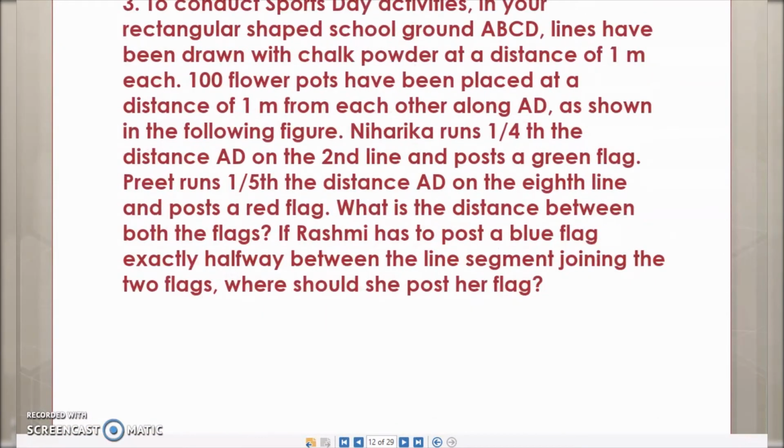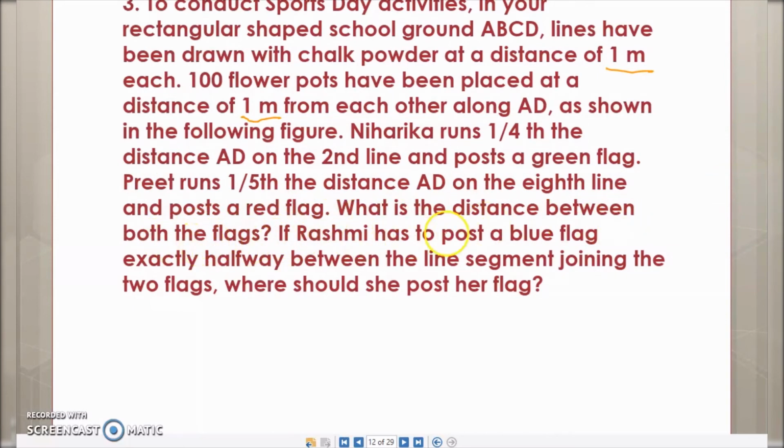So both are 1 meter each. Lines have been also drawn at 1 meter each and flower pots also have been kept at a distance of 1 meter each. Niharika runs 1/4 of the distance AD on the second line and posts a green flag. Preet runs 1/5 of the distance AD on the 8th line and posts a red flag. What is the distance between both the flags?